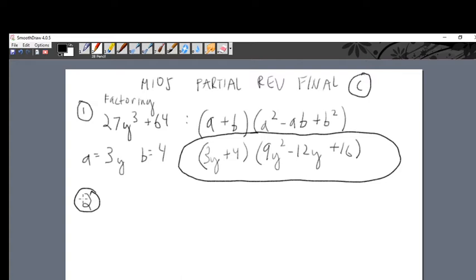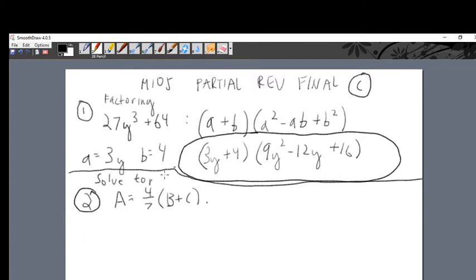Problem number 2 on C is as follows. What if you have A is equal to 4/7 times B plus C? And the situation they ask you to do, let's again cordon this off, try to avoid as much confusion as possible. Here's the question that they say: solve for C. That's what they want. Solve for C. So we have to isolate C on the left or the right.